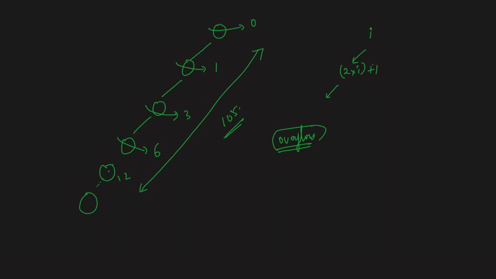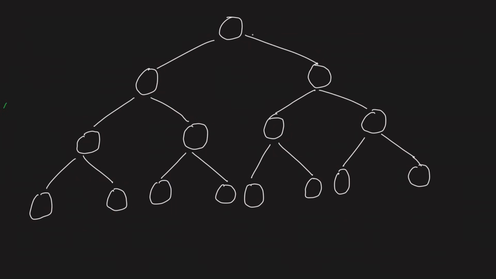So that is the reason we cannot exactly use something like 2 into I plus 1 and 2 into I plus 2. We need to modify this in order to prevent overflow, and I'm going to tell you how you will modify this. So in order to prevent overflow, if this is 0, then this is definitely going to be 2 into 0 plus 1. This is also going to be 2 into 0 plus 2, so that's 2.